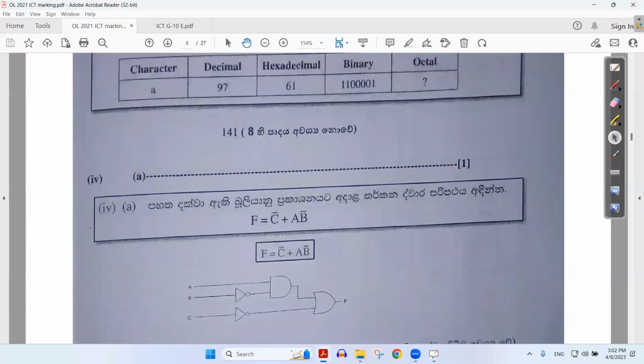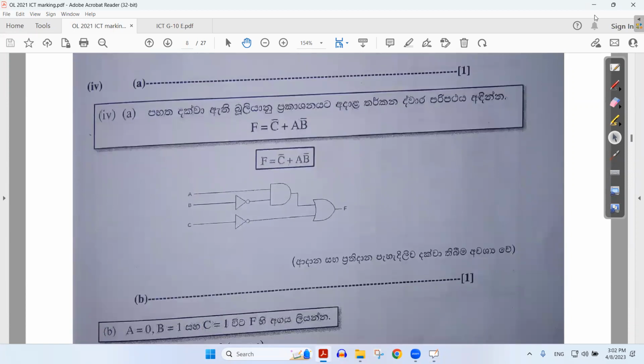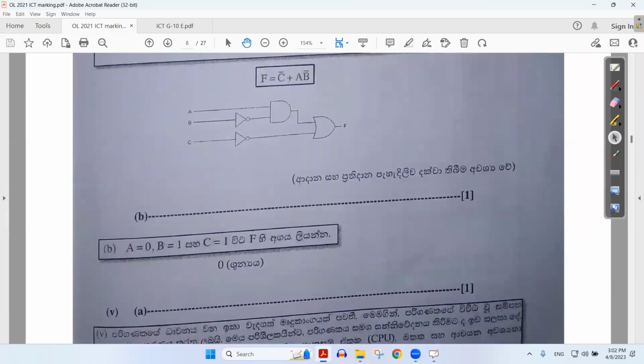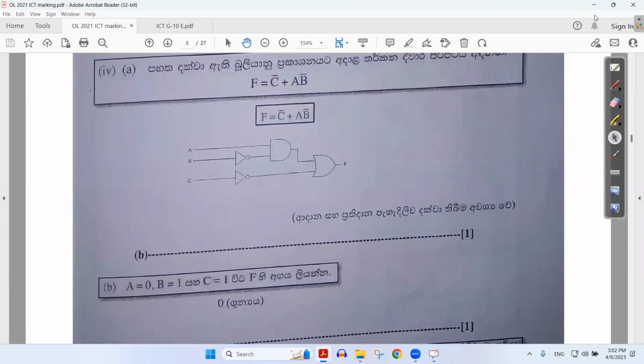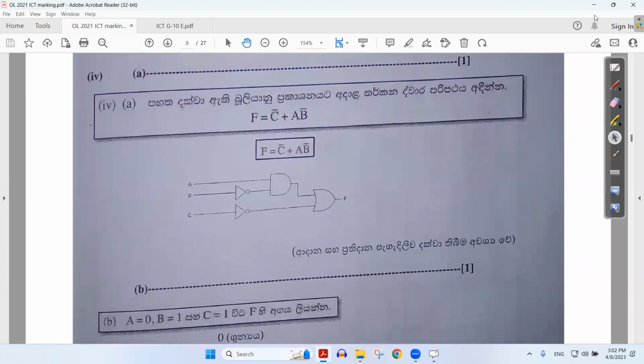So let's cross-check the marking scheme. Yes, here comes the circuit. You can have the circuit in this manner as well. Somehow you have to have the correct output. And part B says it's 0. So for the correct circuit, it's 1 mark, and for saying F is 0, another 1 mark.